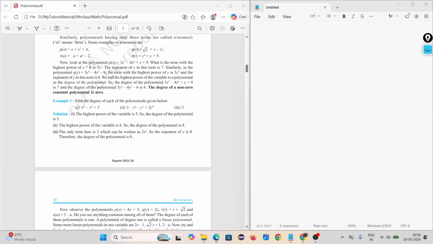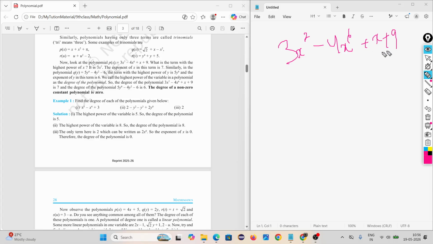Now look at the polynomial p(x) = 3x^7 - 4x^6 + x + 9. What is the term with the highest power of x? Look, 3x^7 - 4x^6 + x + 9. How many terms are there? 4 terms. The question is, what is the term with the highest power of x?